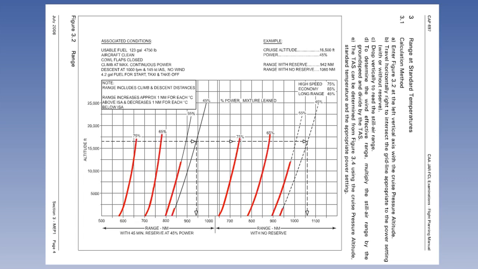Lastly, the power settings are given as percentages of full power and are explained in the top right-hand corner of the graph. 75% is for high-speed cruise, 65% is for economy cruise, and 45% is for long-range cruise.